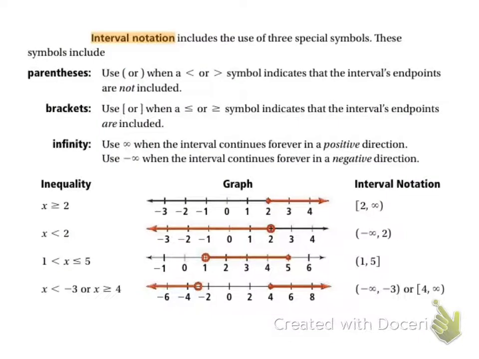Okay, interval notation. So this is just a different way that we can write our inequalities. So let's look at this picture here. When we are using a closed circle, so here's a closed circle, I'm going to use a square bracket, one of these guys, like that. When it is an open circle, I'm going to use a parenthesis, like that.